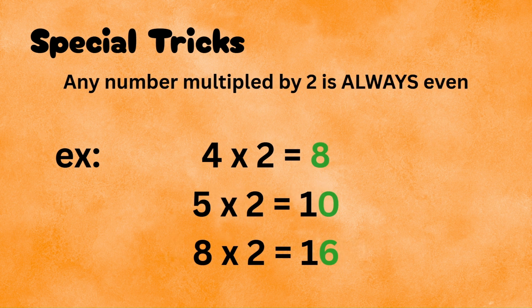Any number multiplied by 2 is always even. An even number is any number where the last digit, or the last number, is 0, 2, 4, 6, or 8. For example, 4 times 2 equals 8, and 5 times 2 equals 10. As you can see, 10 ends with a 0, making it an even number. One last example is 8 times 2 equals 16. As you can see, 16 ends with a 6, which makes it an even number.